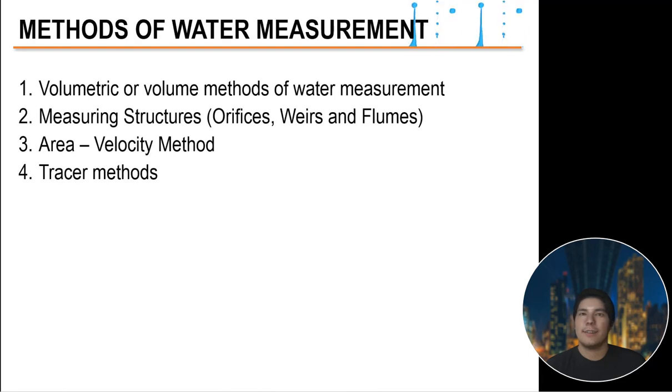So the methods of water measurement are as follows. Number one is volumetric or volume methods of water measurement. Number two is using measuring structures such as orifice, weirs, and flumes. Number three is using the area velocity method or the float method. And number four is using the tracer methods.